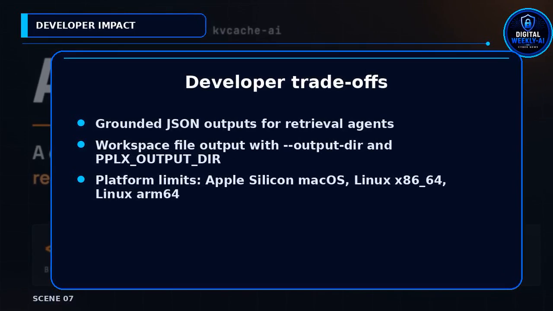Use --output-dir to save full JSON files and --stdout-preview to truncate long fields when you also save. The pplx output dir sets a default workspace. Supported platforms are macOS on Apple Silicon, Linux x86-64, and Linux ARM64. There is no Windows build and no Intel macOS build.